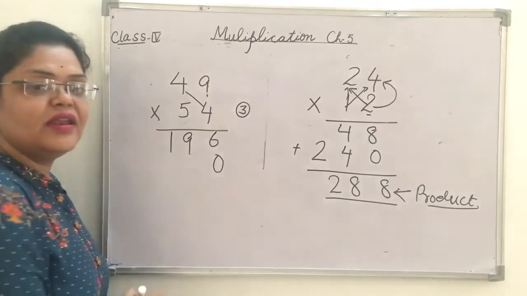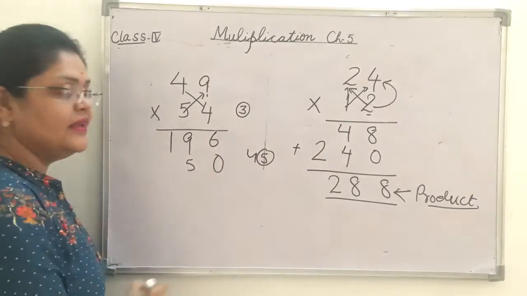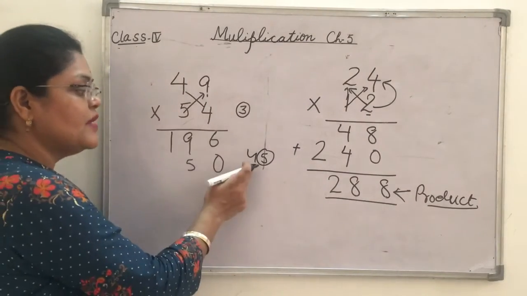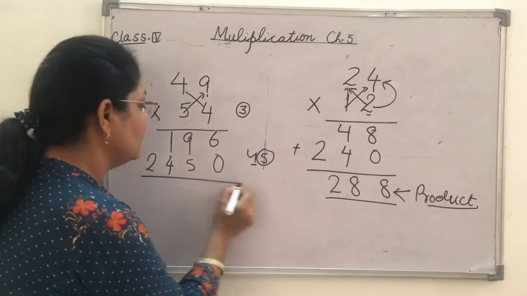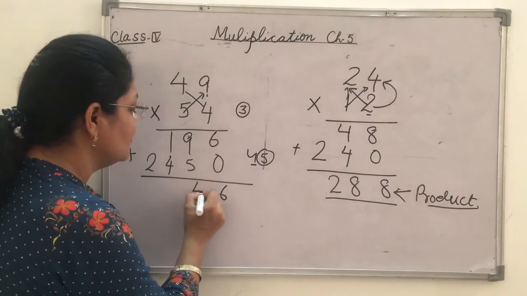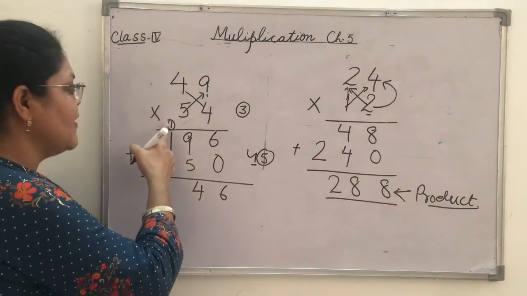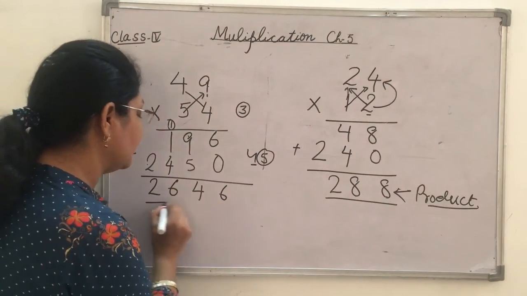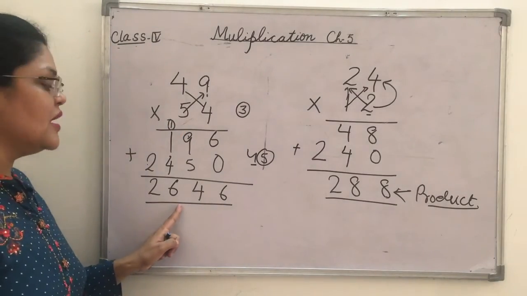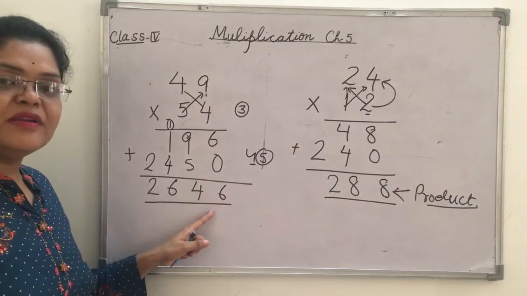Now you will put 0 here. 5 9s are 45. You write 5 here, and 4 will be carry. 5 4s are 20. 20 plus 4, 24. Now what will you do? We will add here. 6, 9 plus 4, 9 plus 5, 14. 1 is carry. 4 plus 1, 5. 5 plus 1, 6. So 2 will come here. So the product of 49 and 54 is 2646.